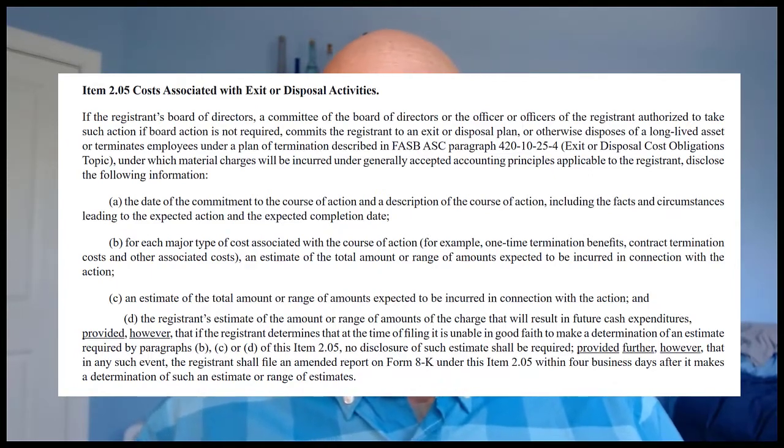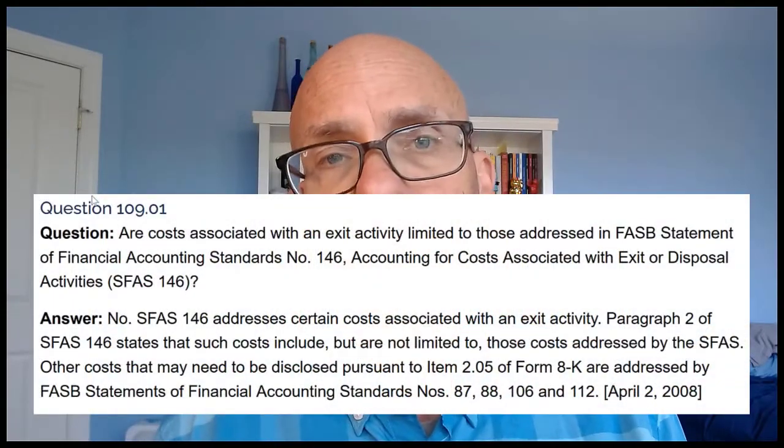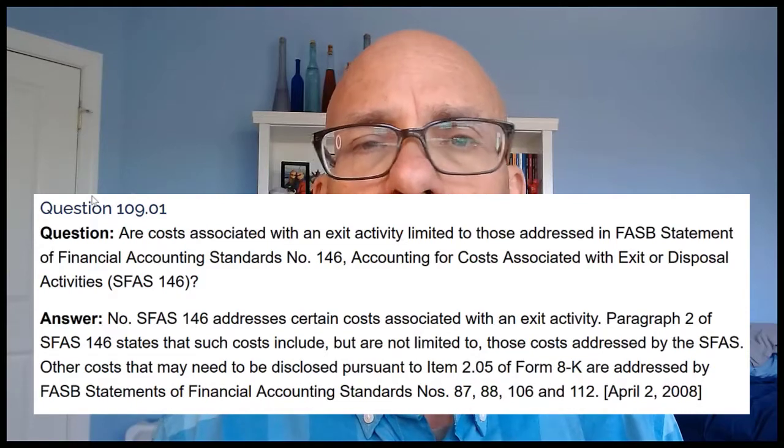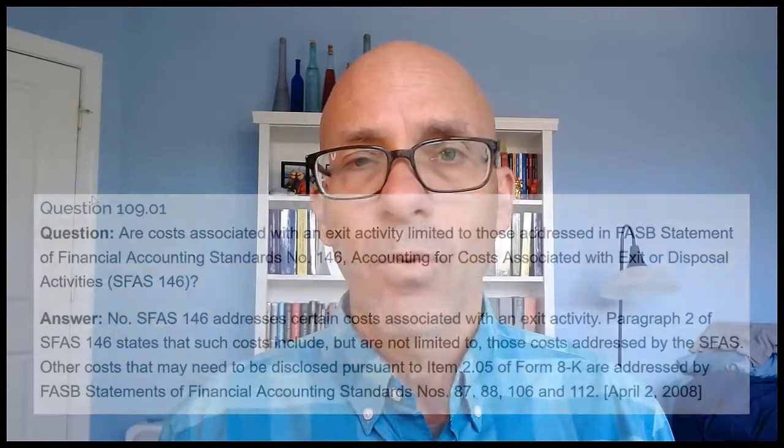If any of these estimates are unknown at the time you file the 8-K, the item notes that you can file an amendment to the 8-K to fill in that information later. Under this CorpFin staff interpretation, some costs associated with the activity may not be discussed in FAS 146. They might be discussed in other FASB standards such as 87, 88, 106, and 112.